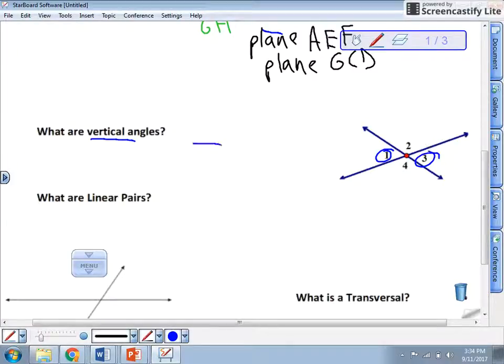Remember that vertical angles are congruent. Linear pairs are the ones that add up to 180. So if I said angle 1, it would go with angle 2, and they add up to form a line. So again, just remember, they add to 180. We're going to call that supplementary. Everything today is going to be either congruent or supplementary, as we'll soon learn.